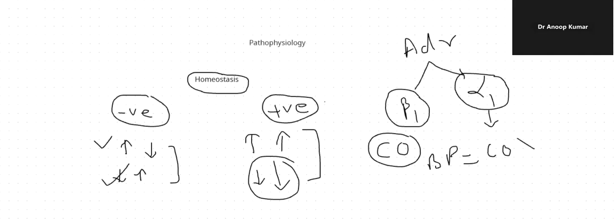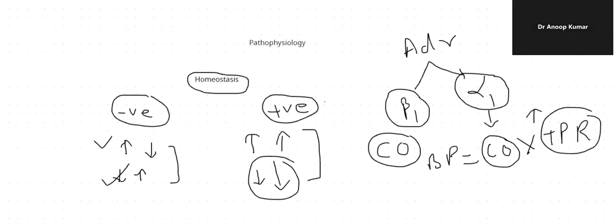Multiplied by total peripheral resistance. So the sympathetic system is increasing your blood pressure by two mechanisms. One is by stimulating the beta 1 receptors, your cardiac output is increased. By stimulating alpha 1 receptors, which are present on blood vessels, it results in vasoconstriction, so increasing the total peripheral resistance. If your total peripheral resistance is increased, your blood pressure will be increased. If your cardiac output is increased, your blood pressure will be increased.